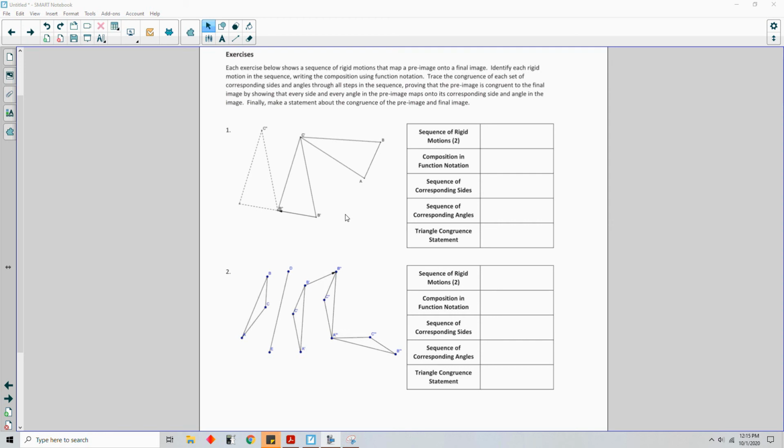Okay, so assuming you've done this, let's check it out. It says sequence of rigid motion, and then 2 in parentheses means that there are 2. So what happened from pre-image ABC to get it to image A prime? Actually, it's C prime, B prime, B double prime. So this was rotated about C, so that's a rotation.